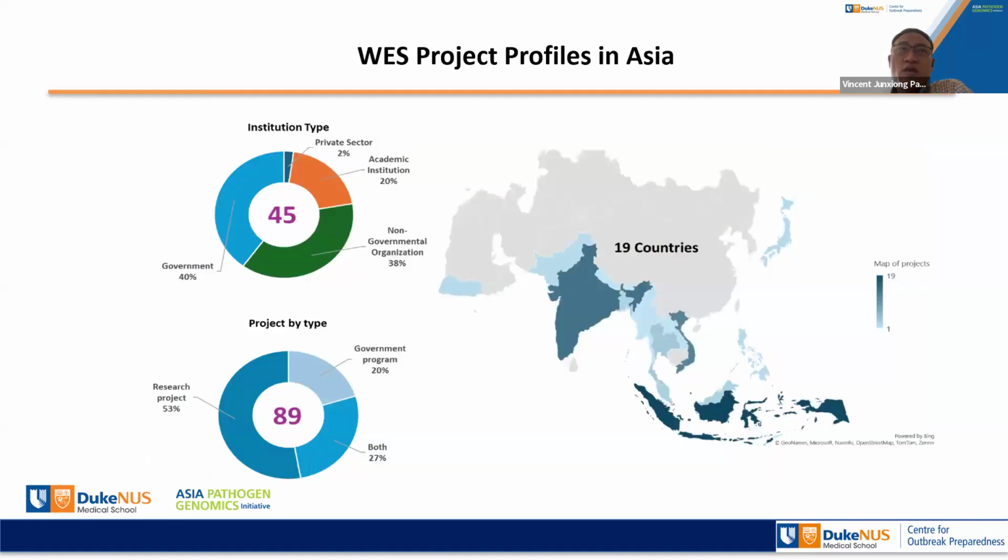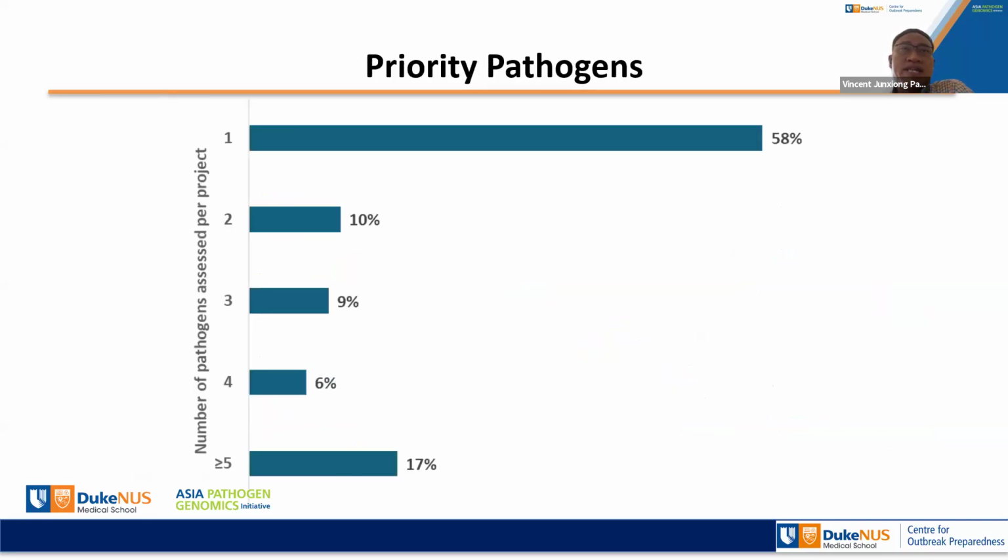So just to share briefly what has been collected from the data that this dashboard mapping has provided, in terms of helping us to understand the characteristics of the wastewater surveillance activities and initiatives in Asia. So far, we have about 45 institutions in Asia, in 19 countries, with about 89 projects. And among these projects, it is noted that a majority of this wastewater surveillance has been very much focused on the detection of one pathogen.